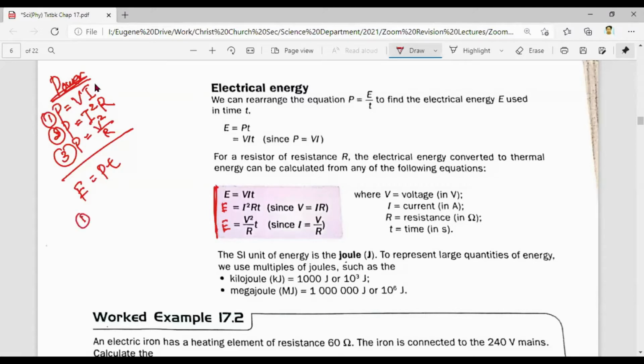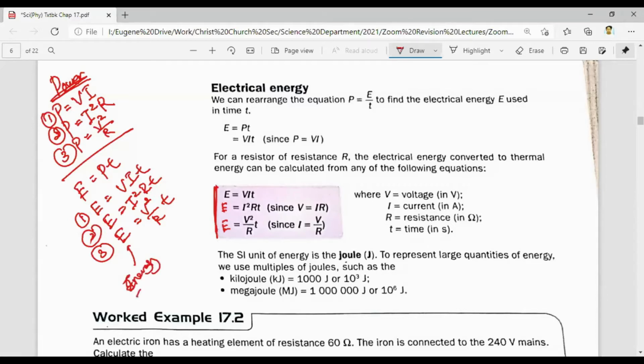So from this, you can derive another three formulas, which are E equals VIT, E equals I square RT, and V square over R times T. I'm purposely writing this out so that it's a repetition for you to remember this. Now, I need you to take note that when we are using this formula, the energy here is in terms of joules, J.